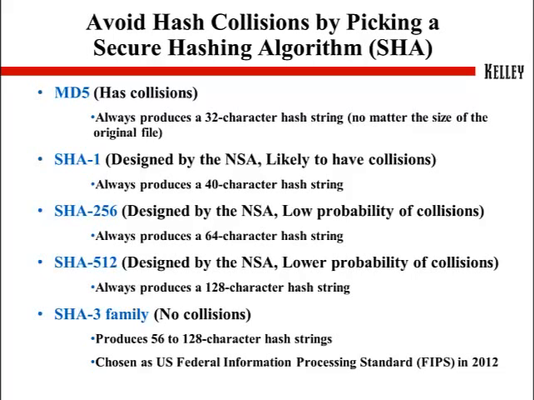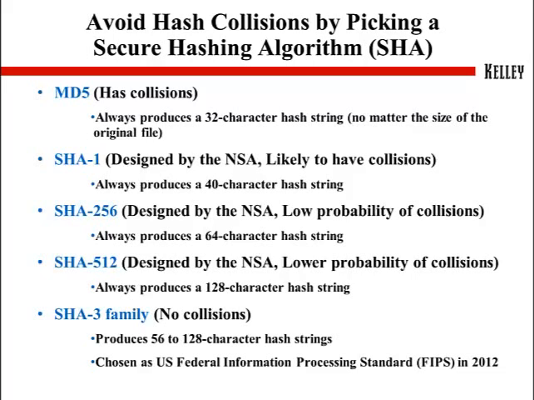This was in turn replaced by the SHA-256, which was also designed by the NSA. This has a low probability of collisions, and it produces a 64-character hash string. And as you can see, the hash strings are getting longer and longer. However, the probabilities of collisions are getting lower and lower, as illustrated by the SHA-512. It has a lower probability of collisions, and it also produces a 128-character hash string.